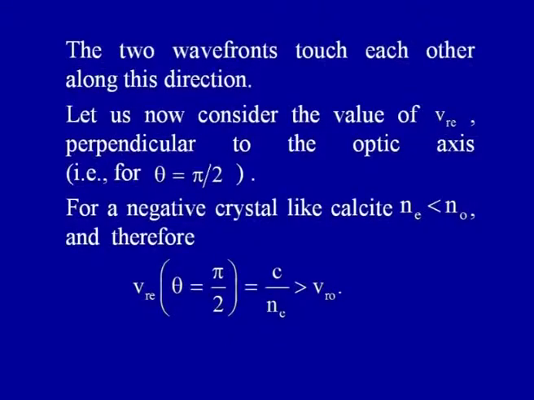For a negative crystal like calcite, n_E is less than n_O, and therefore V_E for this direction, theta equal to pi by 2, is equal to c of n_E, which is greater than V_O. In this case, the minor axis of the ellipsoid will be along the optic axis and the ellipsoid of revolution will be outside the sphere.